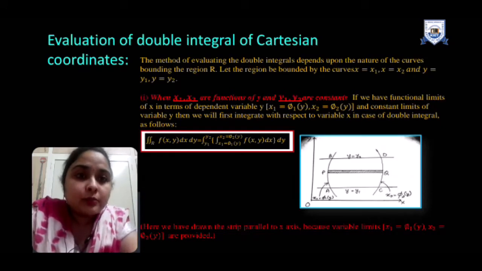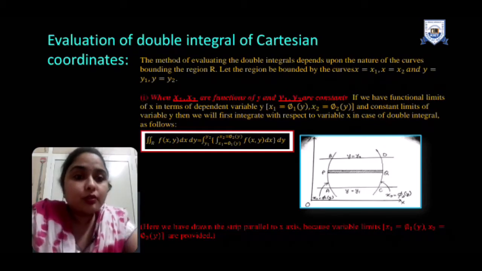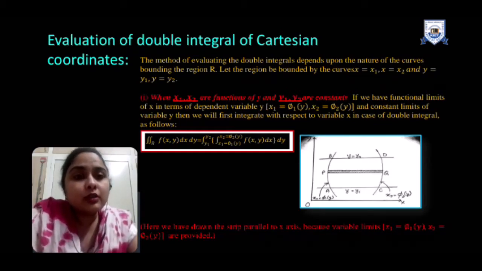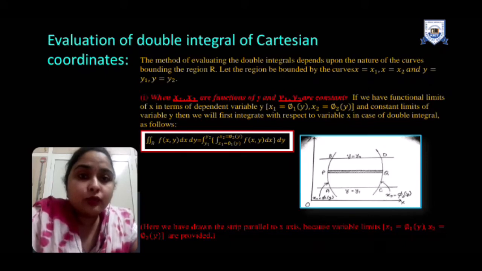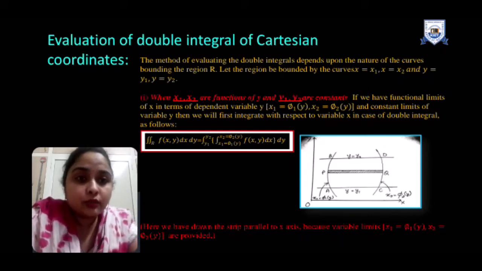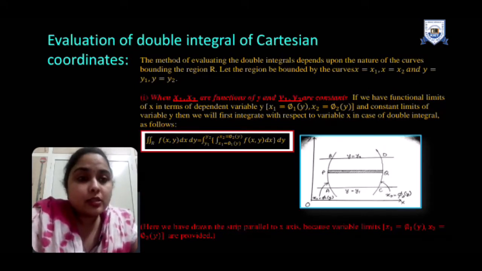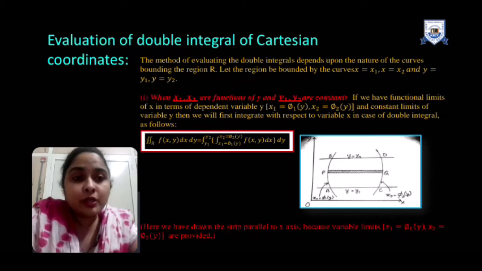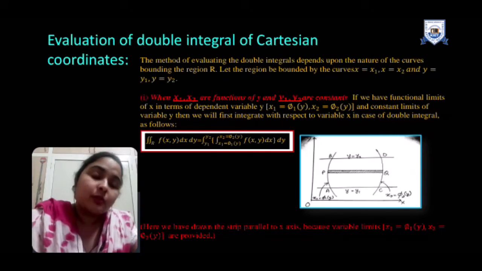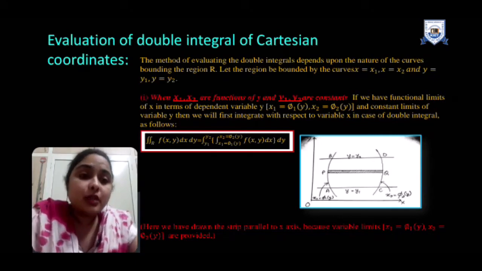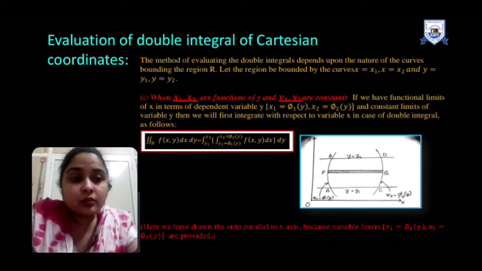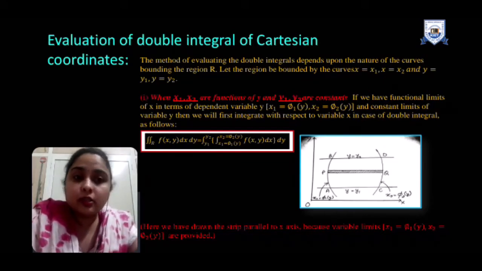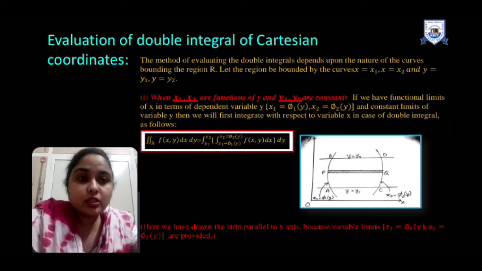How to evaluate double integral when the function given is in Cartesian form? Cartesian and polar forms are there in the syllabus. So first we are discussing how to find the double integral of Cartesian functions. There are three cases in which we will discuss the evaluation part. As I told you, it is our choice with respect to which variable we want to integrate first. But sometimes we will be bound as to which variable we have to integrate first. What are those situations, that I am going to tell you.